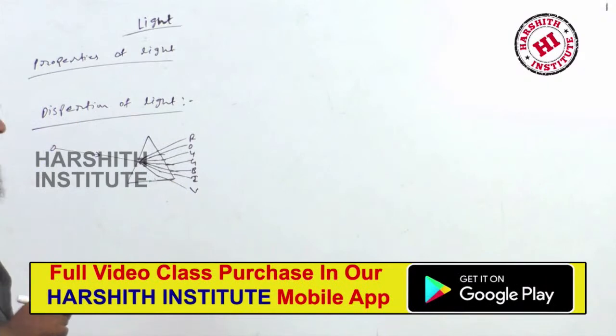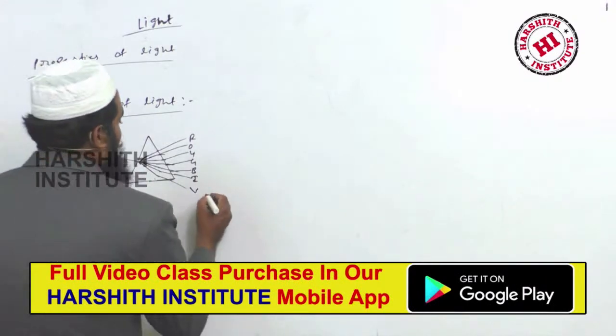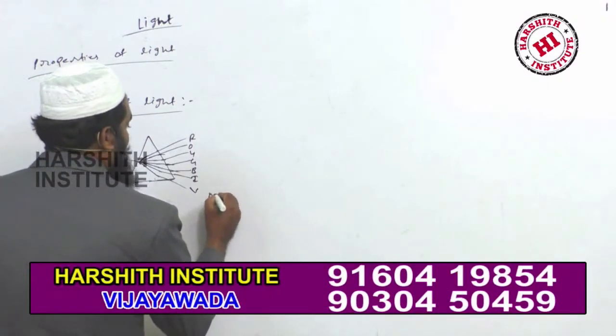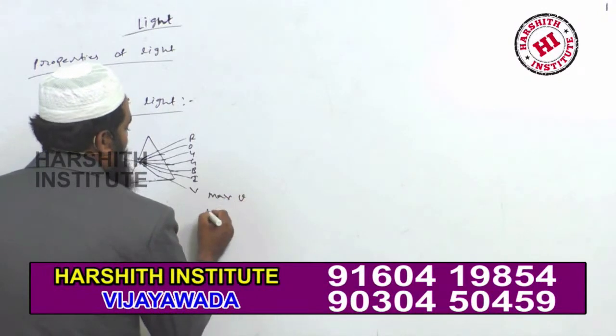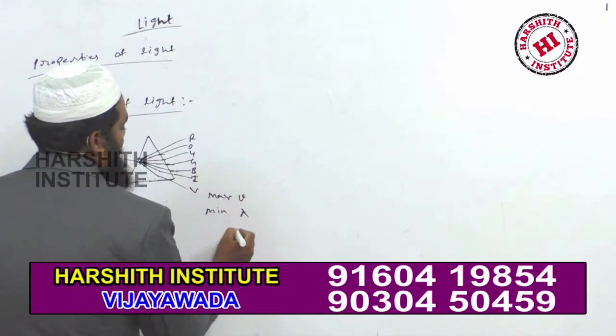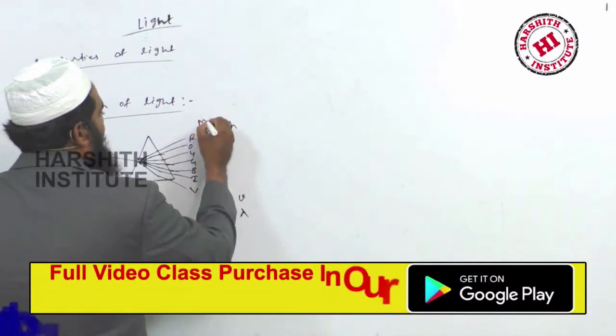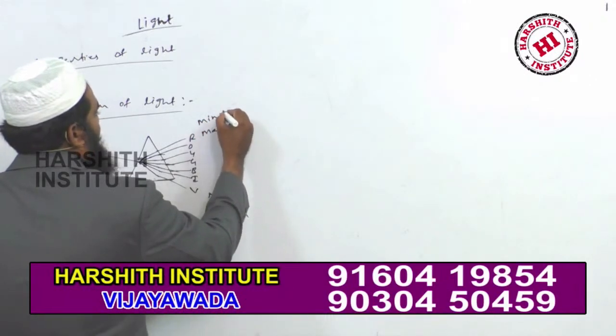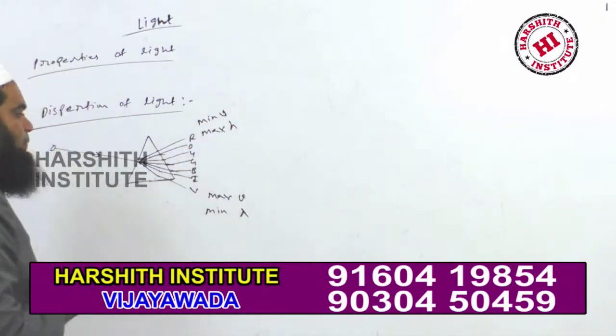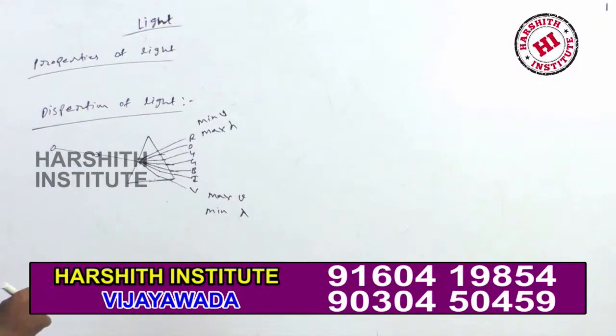So here, violet contains maximum frequency and minimum wavelength. Here, red contains maximum wavelength and minimum frequency. So this is a reverse pattern also.